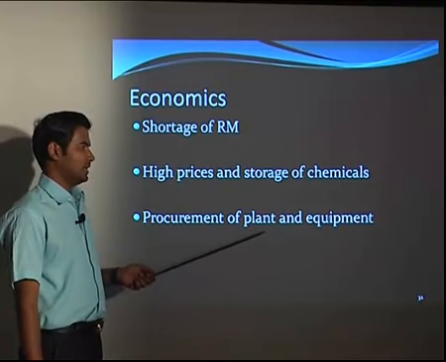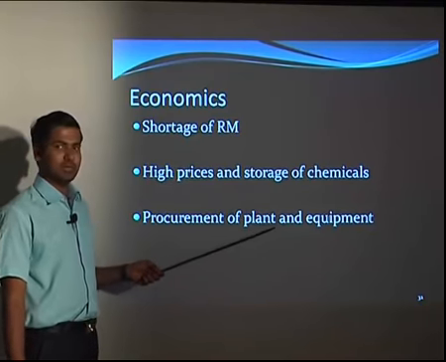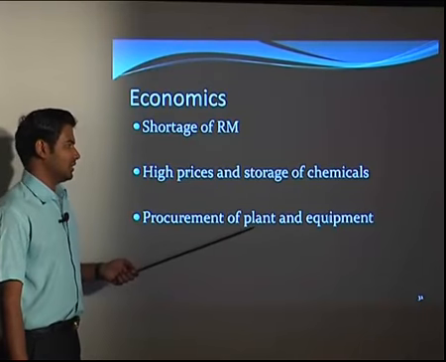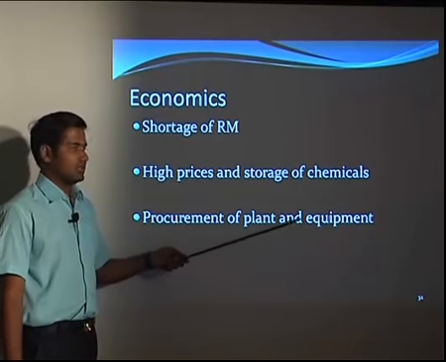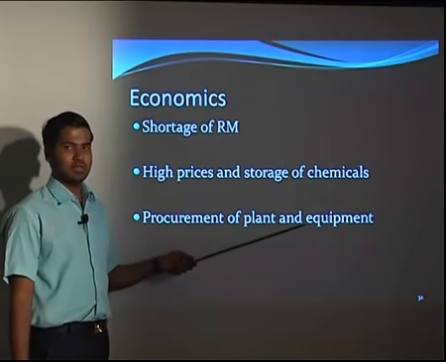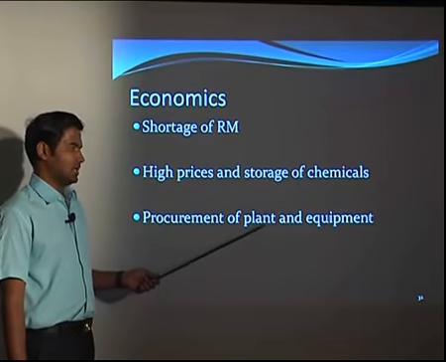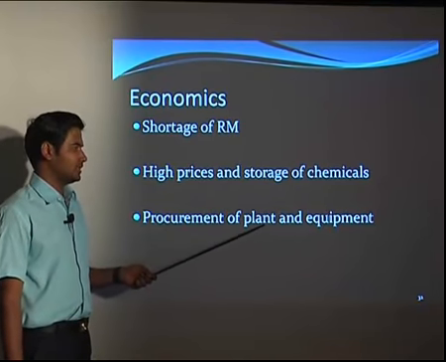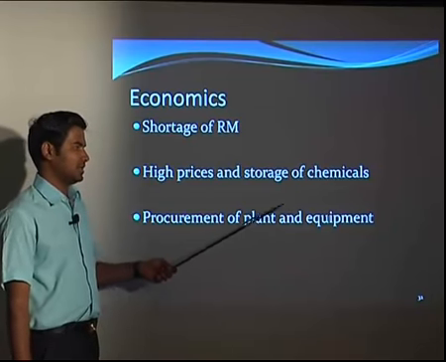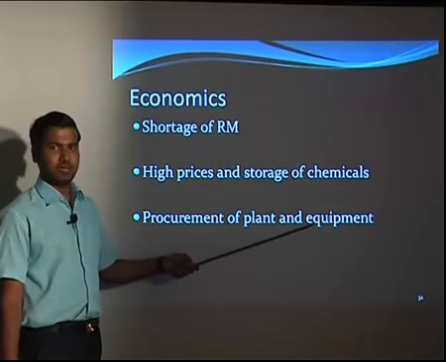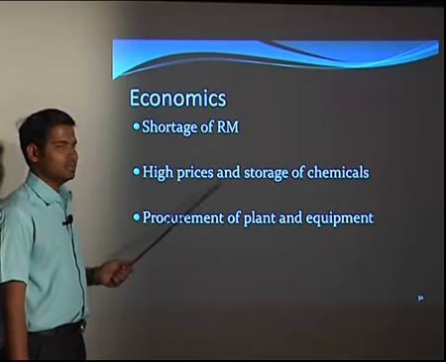Then procurement of plant and equipment. So as we have seen in India, the equipments are not so advanced. So in order to get good quality paper, we should have good equipment. So for good equipment purchasing, we have to invest more money. Also the plant requires a good amount of space. So the location where you should establish the plant, and the equipment which you are procuring for the production of paper, should be considered while studying the economics of the paper industry.